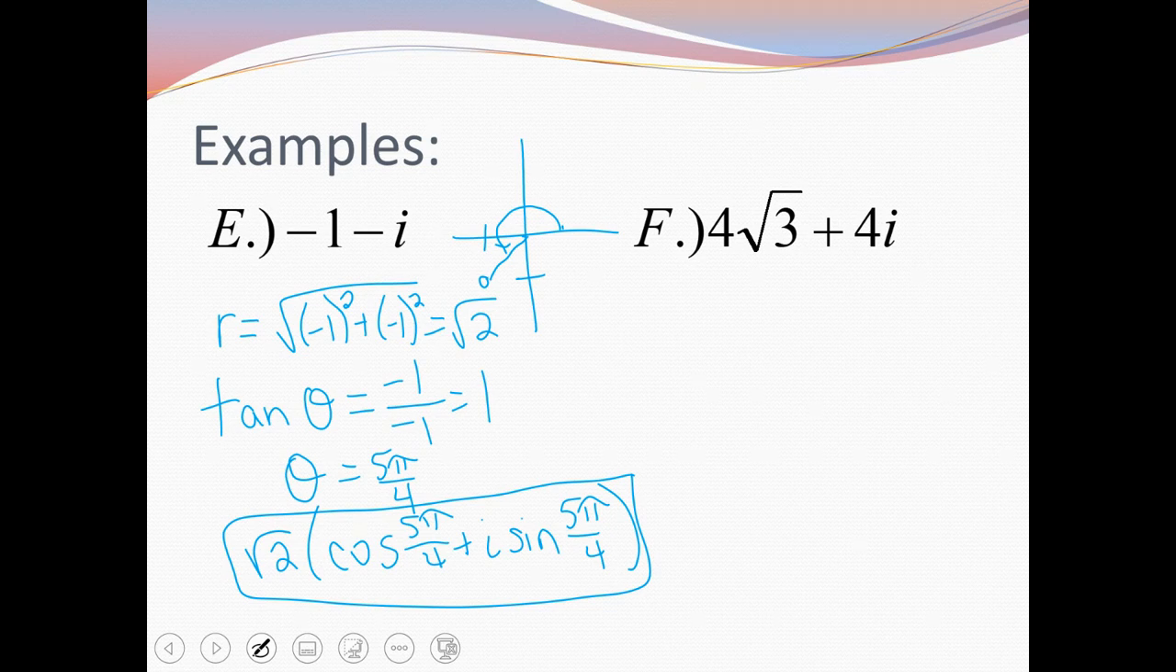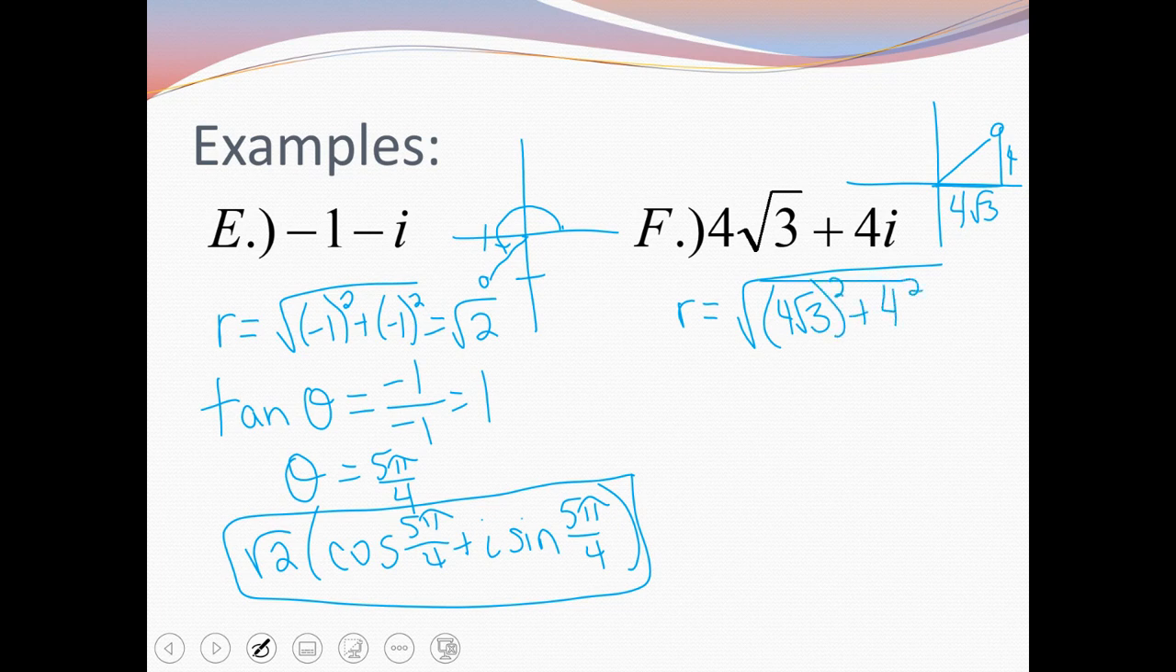Okay, 4 square root of 3 plus 4i. That is in the first quadrant. It's over here. First quadrant. I usually like to draw that first just so that I get my angle correct. And in case I forget how to find r, that will help me find r. 4 square root of 3 squared plus 4 squared. So let's see, this should be a 30, 60, 90, so I should not be working too hard to find this. That should be 8, right?